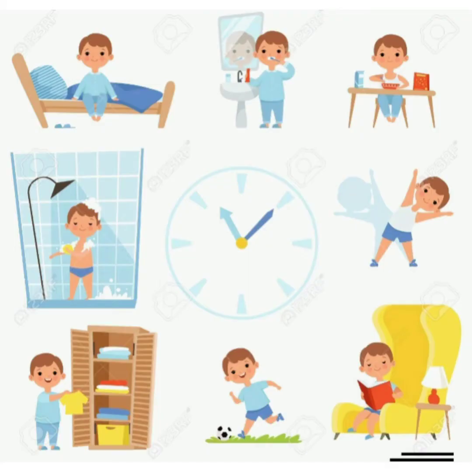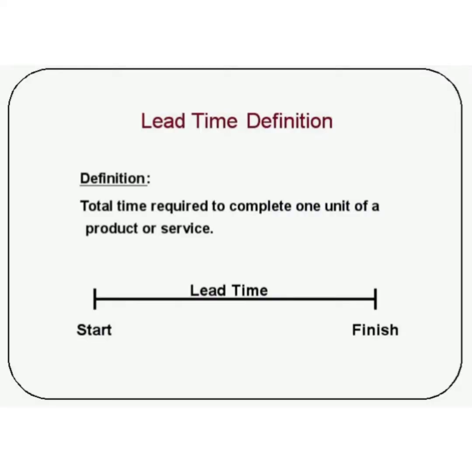We need to measure time in order to keep track of our day-to-day activities. The interval between two events is called time. What is the definition of time? The interval between two events is called time. Time is used to quantify, measure, or compare the duration of events or the intervals between them.